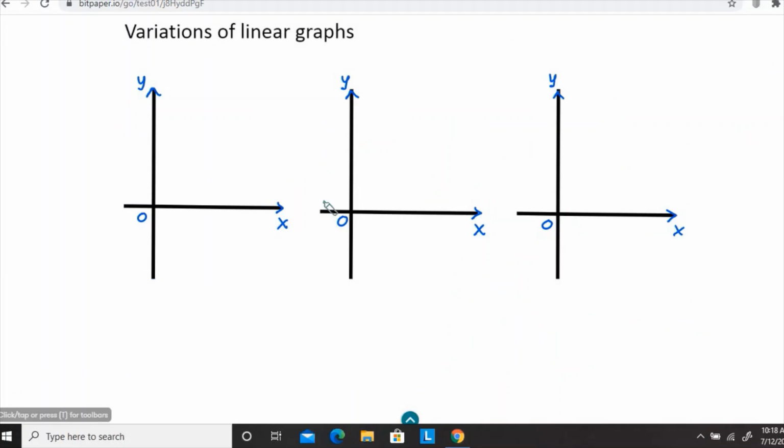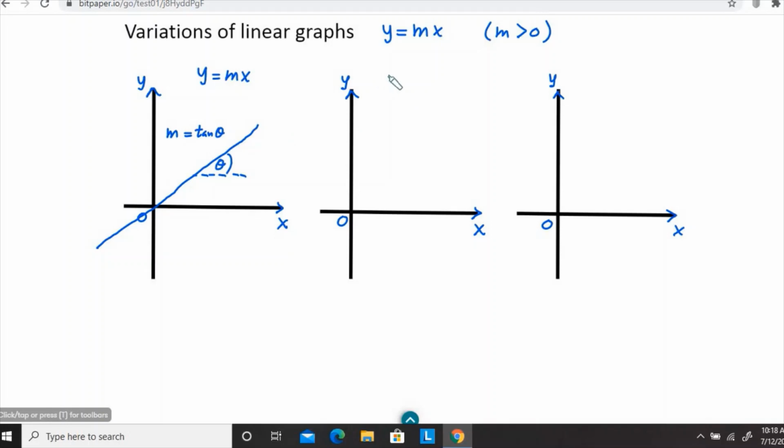Let's look at some variations of the equation y equals mx, where m, or what we call the slope, is a positive value. So the first one, I'm going to draw y equals mx. We already know the form of this graph. It's a straight line that passes through the origin like that, and then it's going to make an angle with the positive x-axis. Let's call that angle theta. So m is equal to tangent theta.